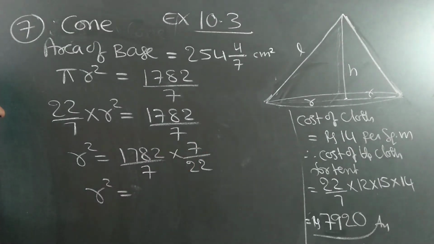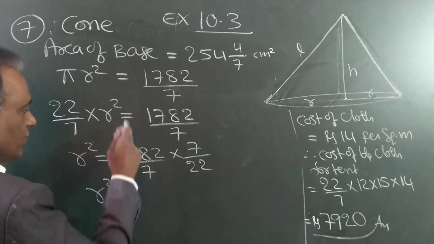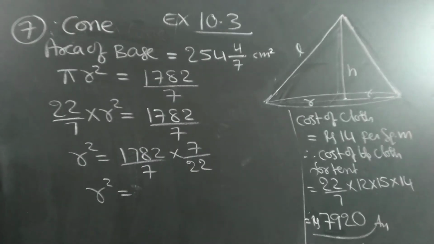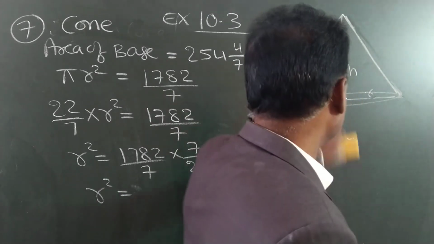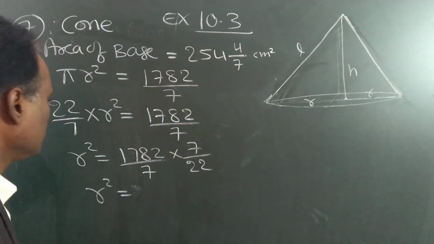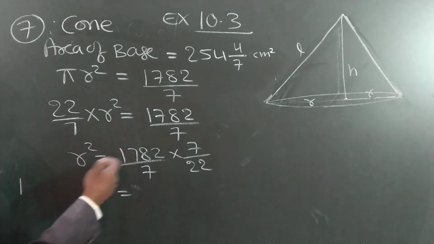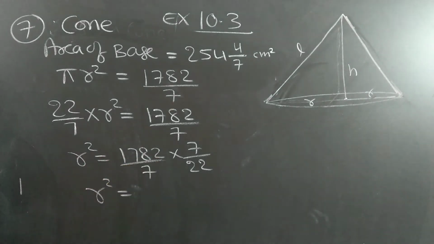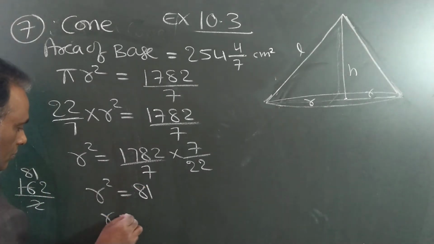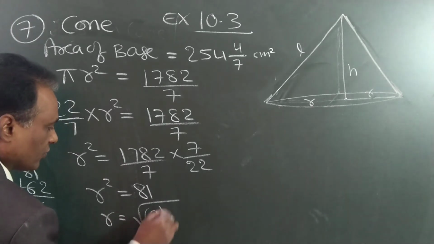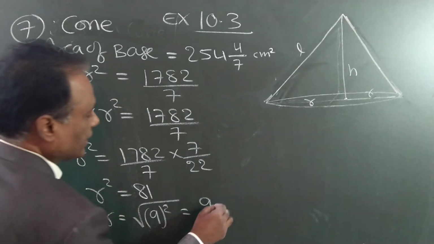7 7 cancel. 11 2s are 22, 11 1s are 11. Students, simplify it. 11 1s are 11. 11 6s are 66. 11 2s are 22. Root of 81 can be written as 9 square. Square root cancel, 9 centimeters.